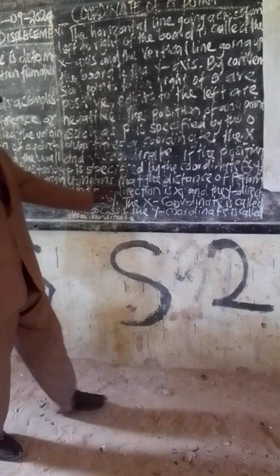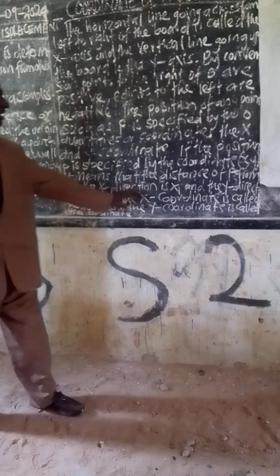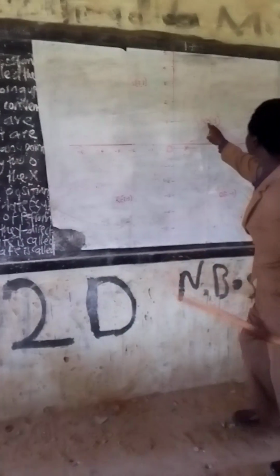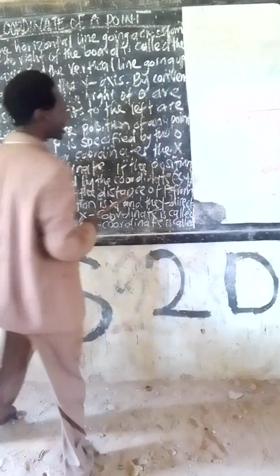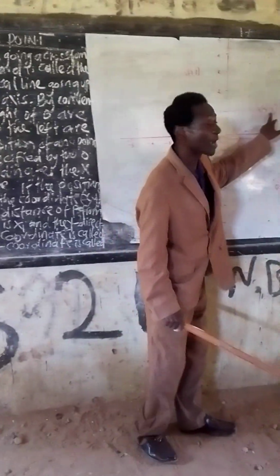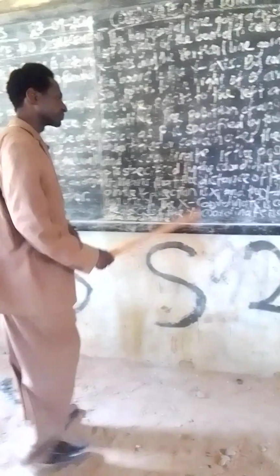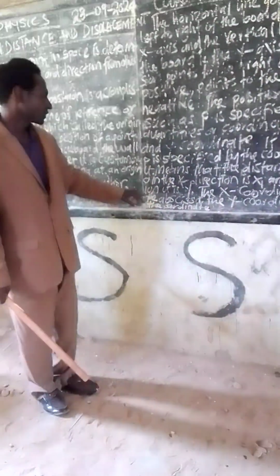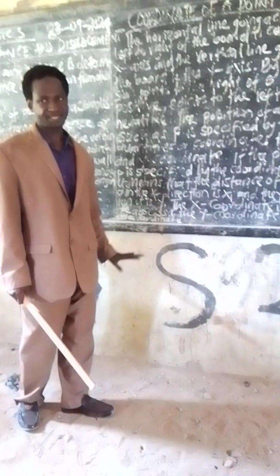it means that the distance of P from O in the x direction is x1. As you can see here, this is x1. And in the y direction, it is y1. As you can see here, it is y1.